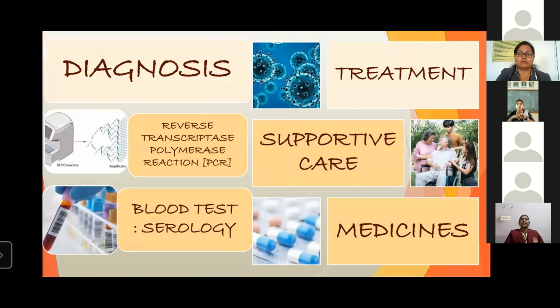Diagnosis for COVID-19 virus. Number one, rapid diagnostic test based on antigen detection. This test detects the presence of viral protein, that is antigen, expressed by the COVID-19 virus in a sample from the respiratory tract. The antigens detected are expressed only when the virus is actively replicating.